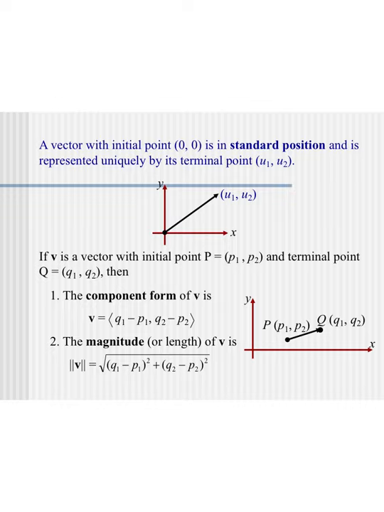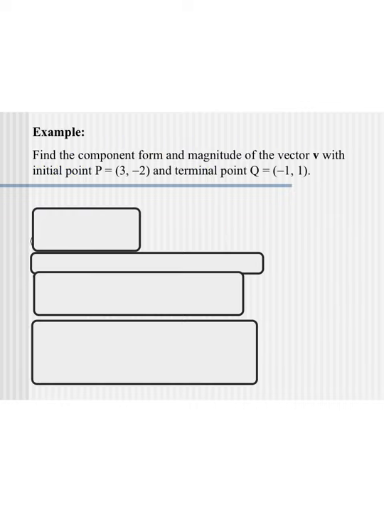So once again, just a recap: if we have something starting at the origin, then we have a vector in standard position. If it's out in space and we want to translate it back into standard position, then what we do is we find our component form, which is Q1 minus P1 and then Q2 minus P2. So it's always terminal minus initial point. And then we can take that same process and use it to help us find our magnitude by taking the square root of (Q1 minus P1) squared plus (Q2 minus P2) squared. Let's go ahead and apply this in an example here.